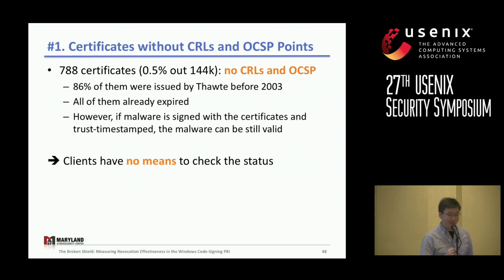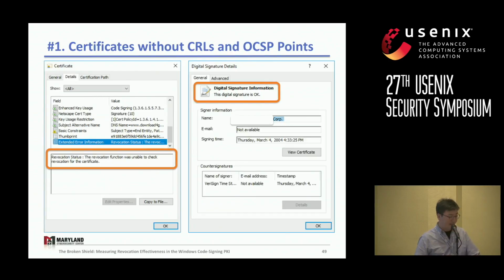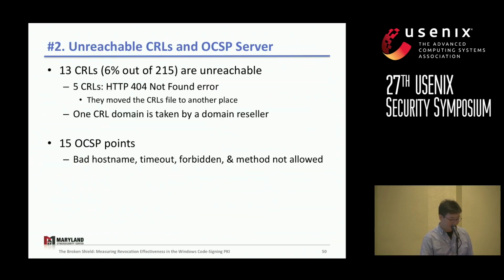However, malware signed with such a certificate and a trusted timestamp can still be valid, because the clients have no means to check the revocation status. Here's an example. This is a sample signed with a certificate that has no CRL or OCSP point, but Windows says that the sample is still valid because of the soft-fail policy, and because Windows cannot check the revocation status.